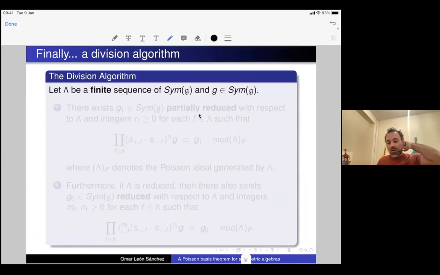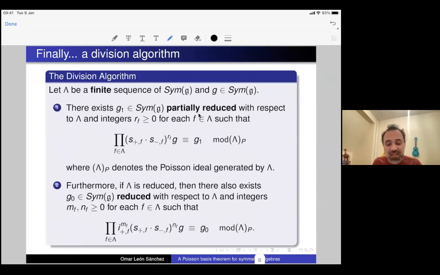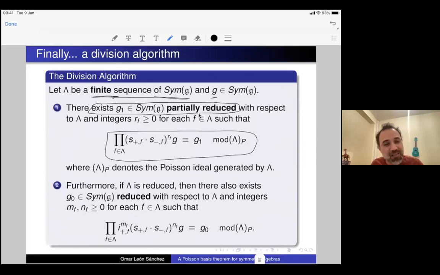Okay, and then the division algorithm is rather technical, but if you've seen the division algorithm for the differential context, it's exactly what you expect. If you take a finite sequence and then some element, then there exists something that is partially reduced with respect to the sequence, satisfying the usual congruence, which is the same thing that happens in the differential context. It should really remind you of the differential division algorithm. And then if the sequence is reduced, then I can actually find something that is not only partially reduced, but fully reduced, and the same congruence works.